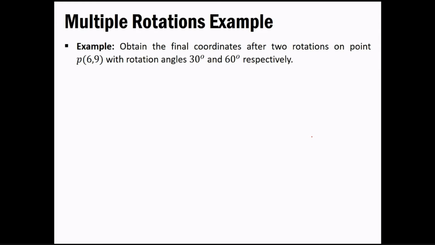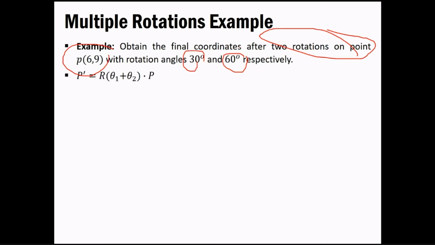Okay, so now what it says, our example is: obtain the final coordinate after two rotations on a point P, that is 6 9, that is the pixel given to us, with rotation angles also being given to us, that is 30 degree and 60 degree. So now we just need to put everything in the equation that we have just derived, and we try to find the P dash.